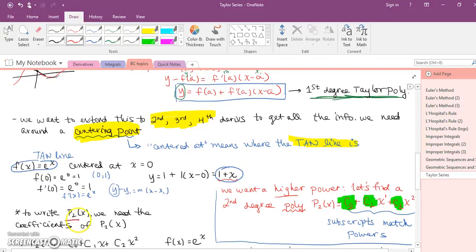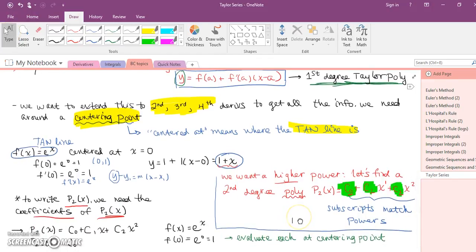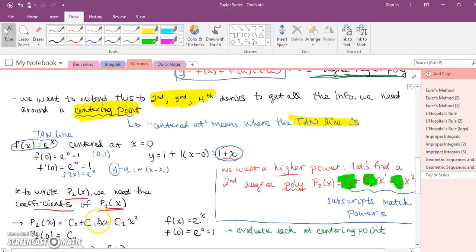So if I want to write p sub 2, which is a polynomial to the second degree, we need all the coefficients of p sub 2. So let's write out our second degree polynomial, truncate it. It's not plus dot dot dot anymore. I truncated it already.